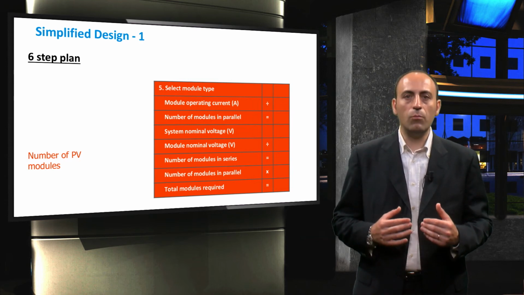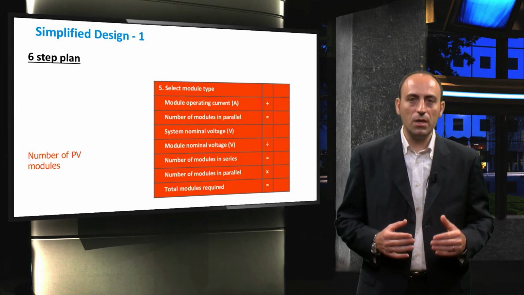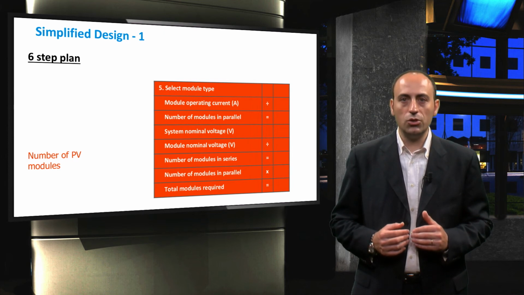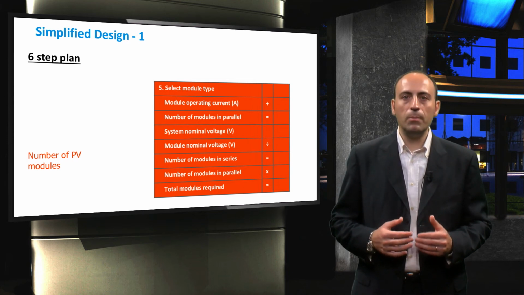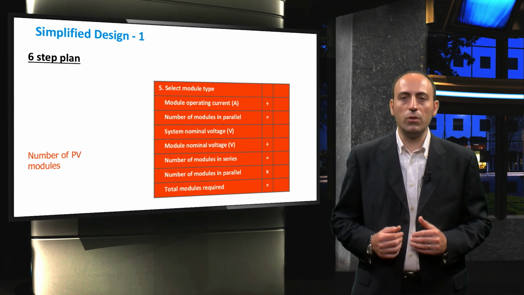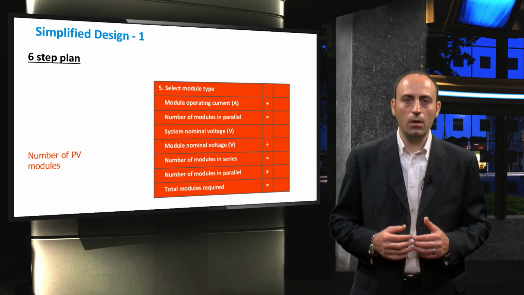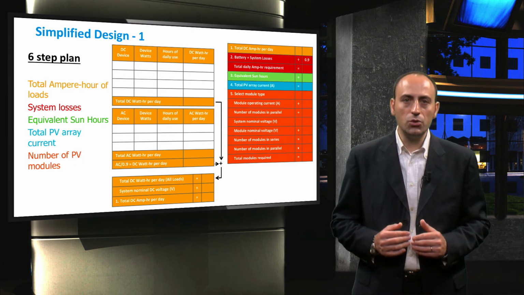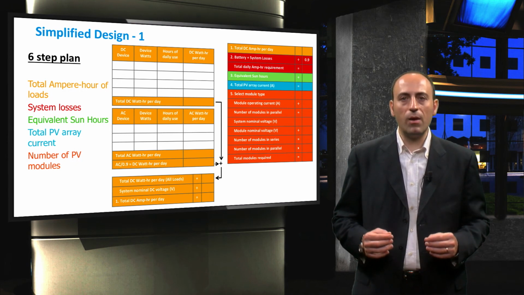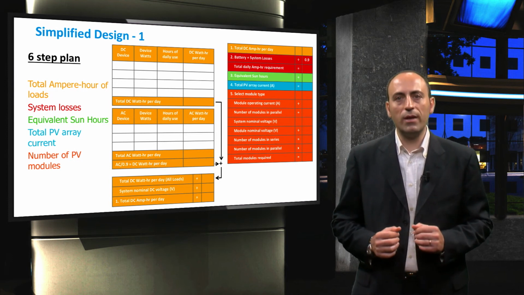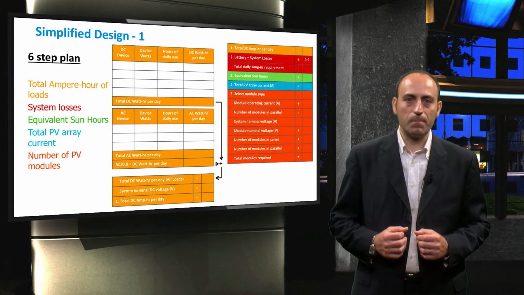Similarly, the number of modules to be connected in series is obtained by dividing the nominal system voltage, chosen in step 1, by the PV module's maximum power point voltage, which is also found in the module's datasheet. The total number of required modules is determined by multiplying the number of modules connected in parallel by the number of modules connected in series.